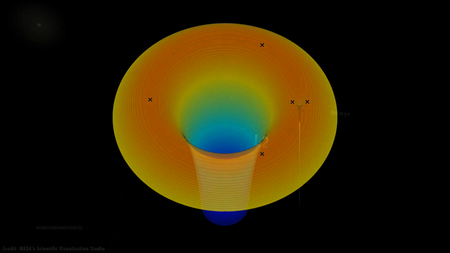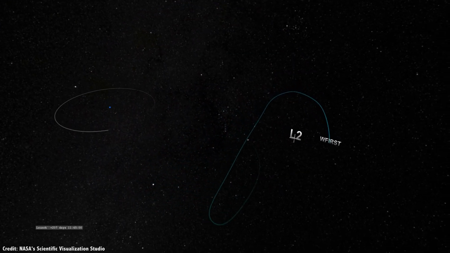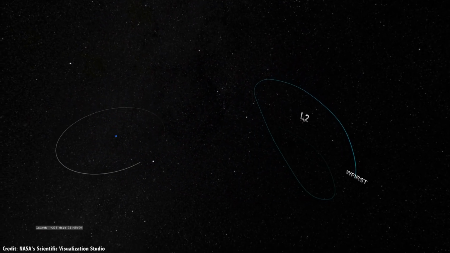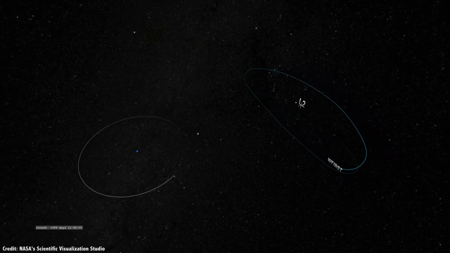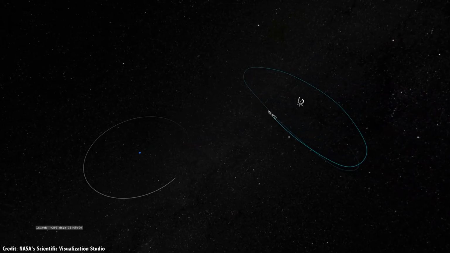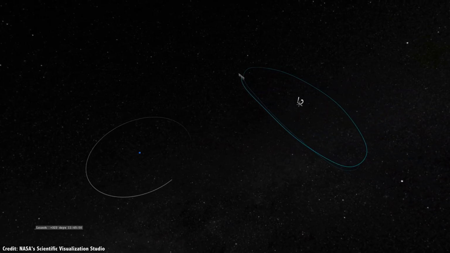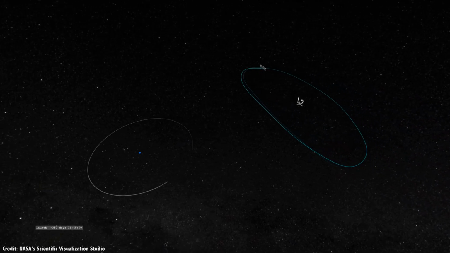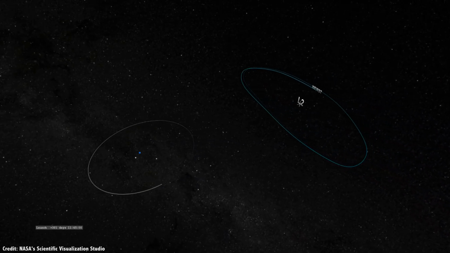It is possible to maintain almost stable orbits around the L1, 2 and 3 points with careful planning and a small amount of propellant consumption. We will discuss Lagrange point orbits in a later video. Let's jump to L2 now.